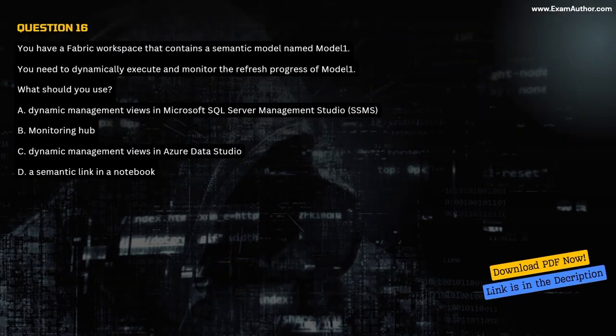Question 16. You have a Fabric workspace that contains a semantic model named Model 1. You need to dynamically execute and monitor the refresh progress of Model 1. What should you use? A. Dynamic Management Views in Microsoft SQL Server Management Studio, SSMS. B. Monitoring Hub. C. Dynamic Management Views in Azure Data Studio. D. A semantic link in a notebook. Correct answer D.